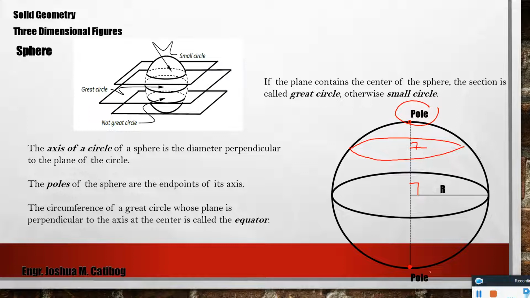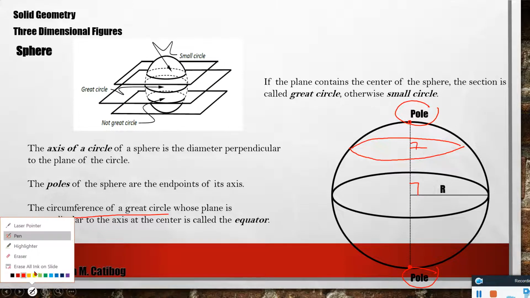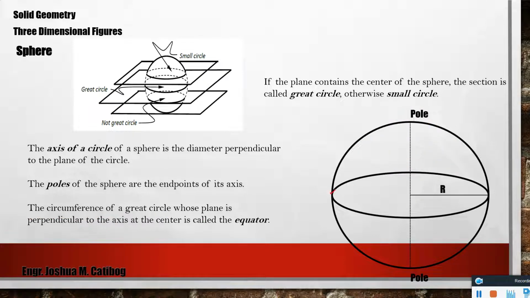And we have here the south pole. So based po sa ating geographic reference, yan po yung tawag natin, the north pole and the south pole. Okay, so the circumference of a great circle whose plane is perpendicular to the axis is called the equator. Sir, alin po yung ating equator? So basically, ito pong circumference ng ating great circle. So yan po yung ating tinatawag na equator.